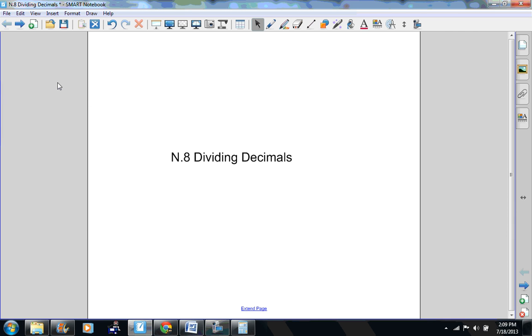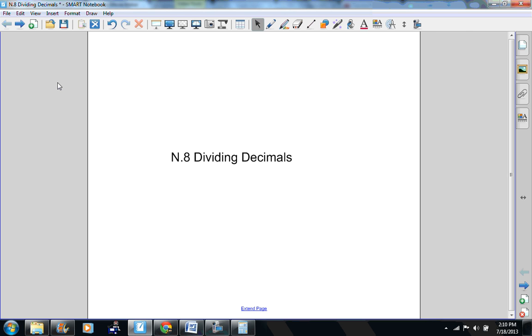All right, everyone, we're going to start working on endpoint 8, dividing decimals. Now, I would say that of the decimal sections, this one's the most difficult, but only because there's some long division built in. There's really only one step that's different than just dividing regular numbers.